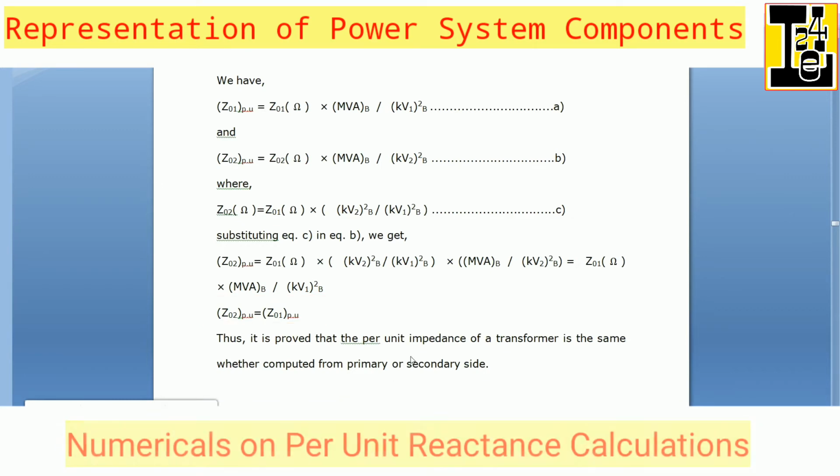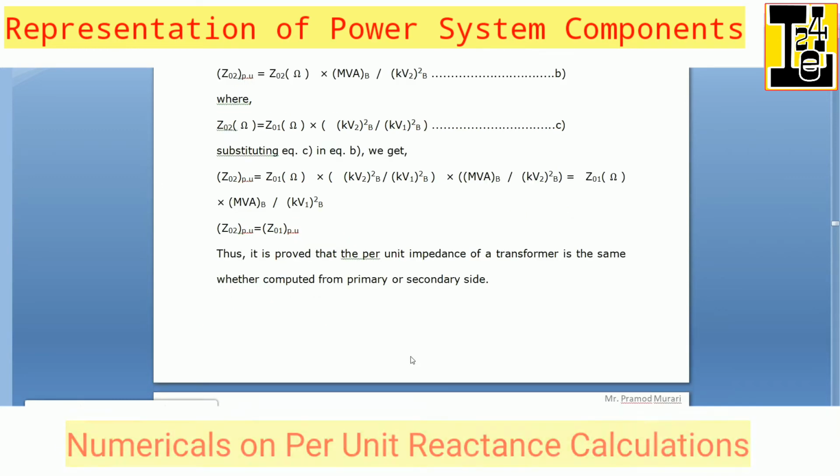Thus, it is proved that the per unit impedance of the transformer, or the per unit reactance of the transformer, is the same whether it is computed from the primary or the secondary side.